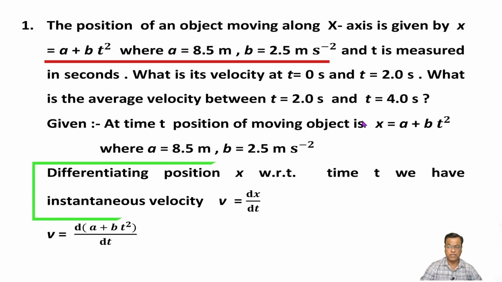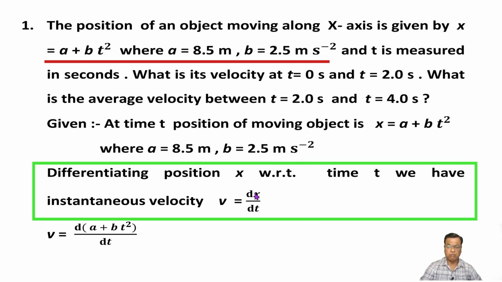ये जो इक्वेशन है इसका हम डिफरेंशिएशन करेंगे टाइम के रिस्पेक्ट में, हमें मिलेगी इंस्टेंटेनियस वेलोसिटी की इक्वेशन। तो v equal to dx by dt. So this is the formula to obtain instantaneous velocity. So v equal to d by dt. Substitute the value of x equal to a plus bt square.